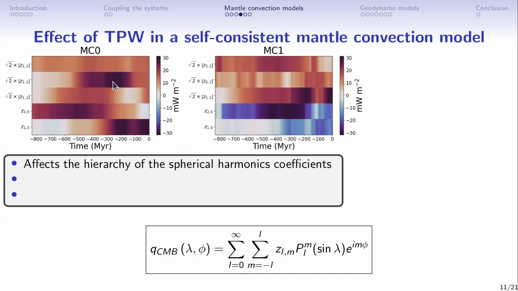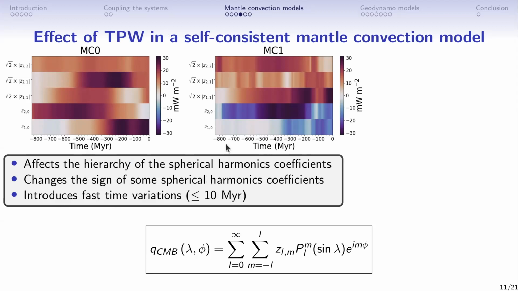First, it affects the hierarchy of spherical harmonic coefficients. You can see that for MC0 at minus 300 million years, for instance, it is the degree 2 order 1 coefficient that dominates, while it is the degree 2 order 0 coefficient that dominates in MC1. Second, it can change the sign of some spherical harmonic coefficients. This is the case of the degree 2 order 0 and the degree 1 order 0 coefficients between MC0 and MC1. And third, it introduces fast time variations that you can see here or here, for instance, which are not visible before we do the true polar wander correction.